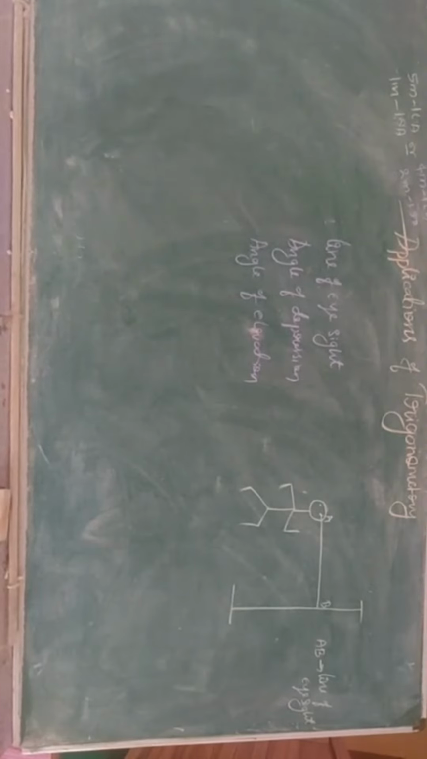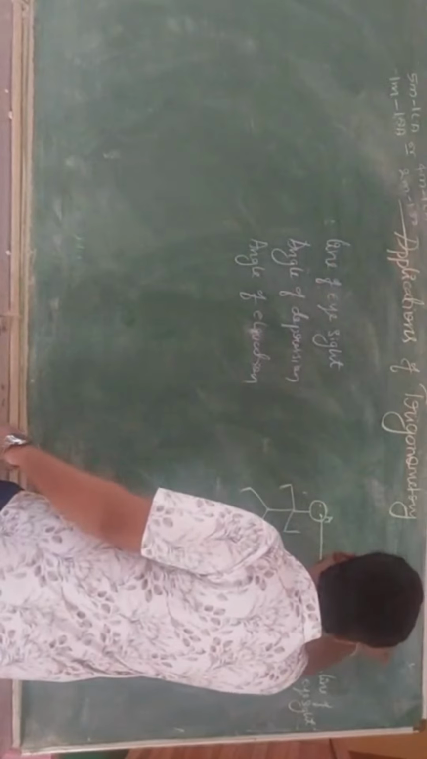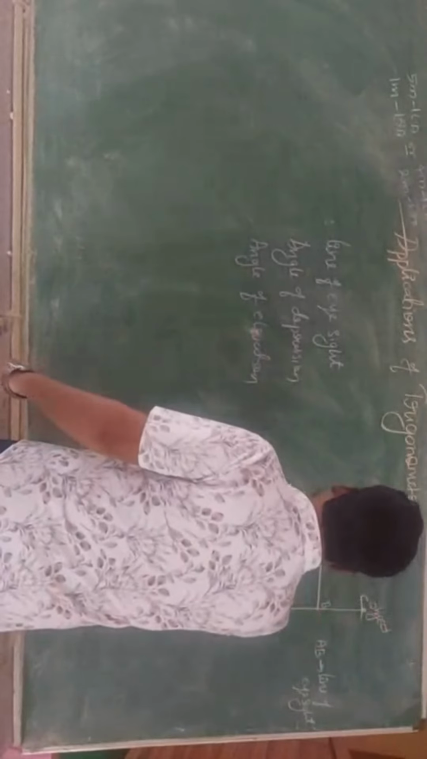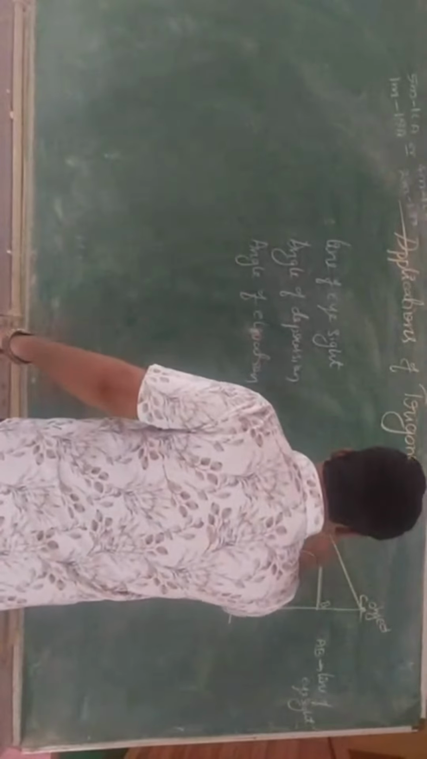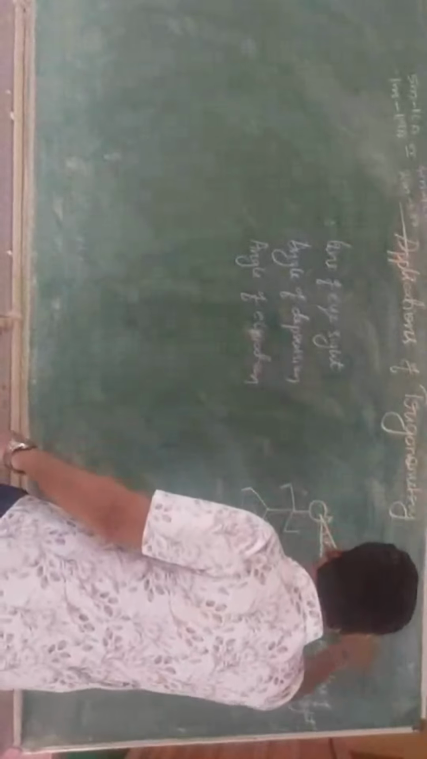Here it is the object. Imagine it is the object. You can call it C. So this is a horizontal line, and now the observer is looking at the object. So now eyesight goes above this horizontal line. So this is called angle of elevation. Here, theta is the angle of elevation.